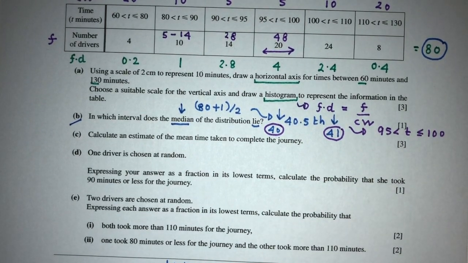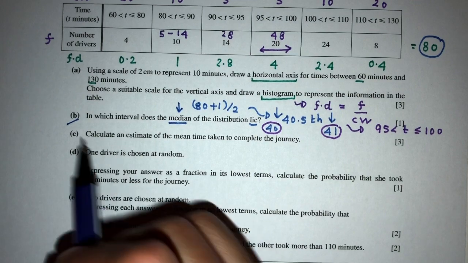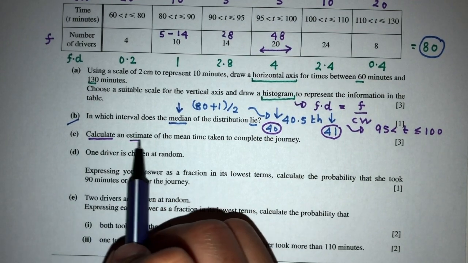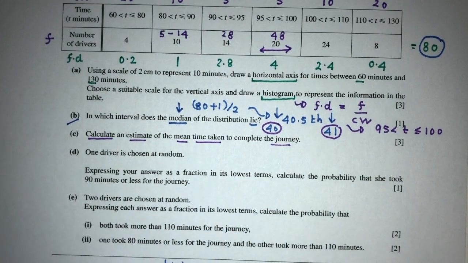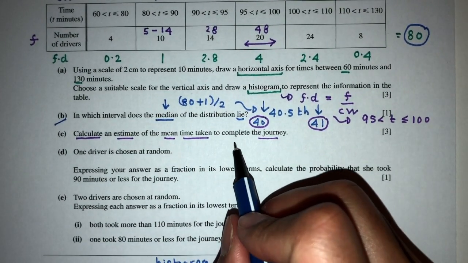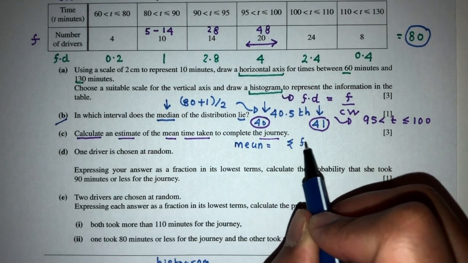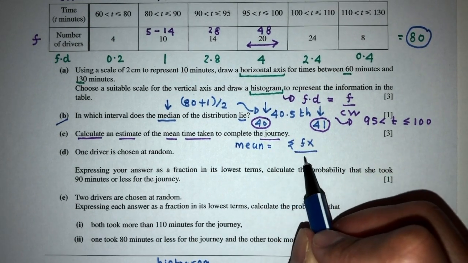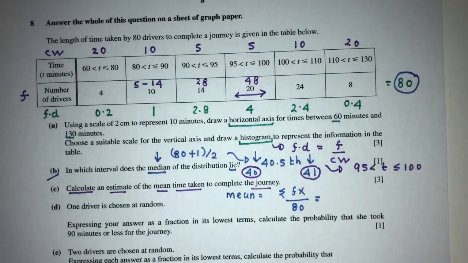Okay, so that will be part B of the question. Now for part C, we have to calculate the median time taken to complete the journey. So this one is calculate and estimate for the mean time taken for the journey. So mean is equal to what? Sum of f of x divided by the number of drivers. Now we have to find something.